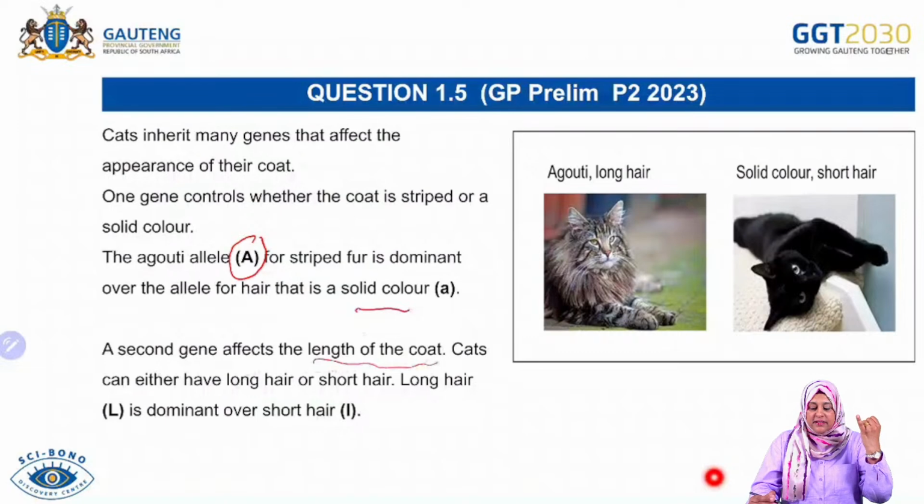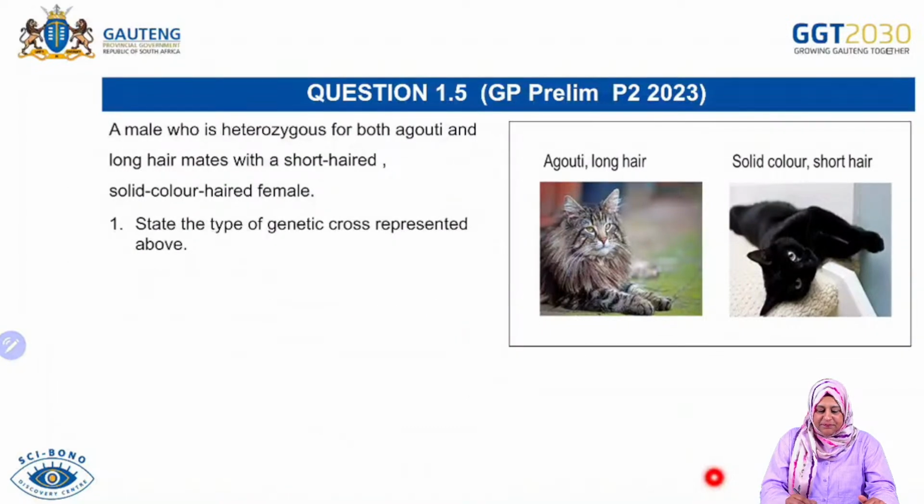So the coat is either long hair or short hair. Can you see we are looking at two different characteristics? Therefore, this is a dihybrid cross. Agouti allele for striped fur, striped is dominant over colored, a solid color, and long is dominant over short. Therefore, capital L for long, and short is a lowercase.